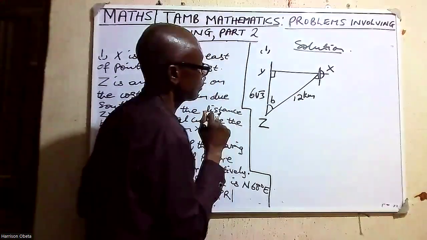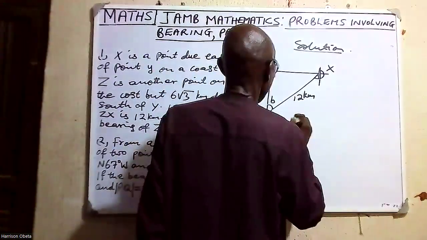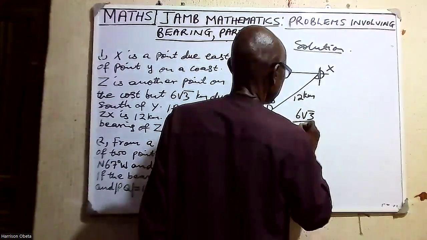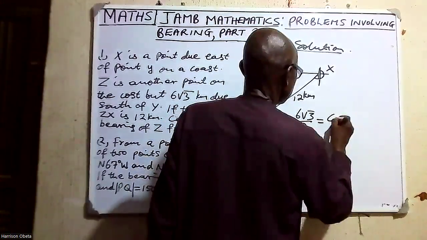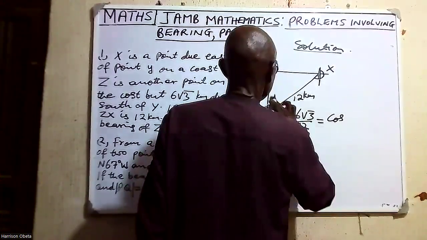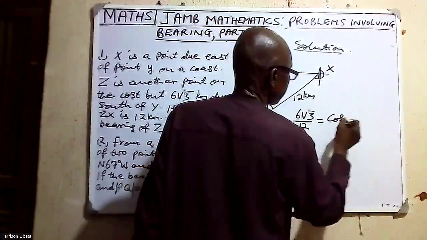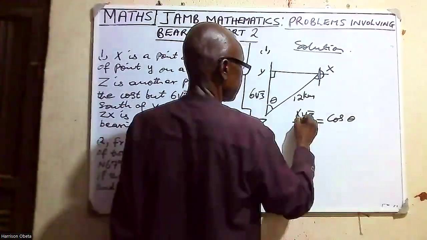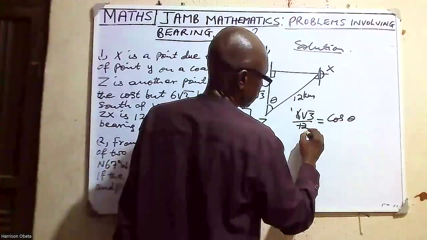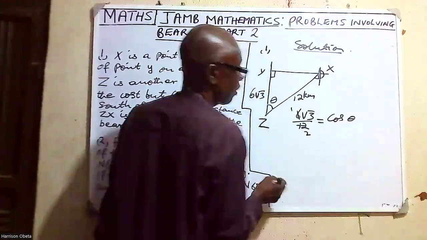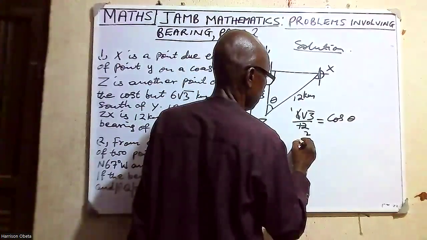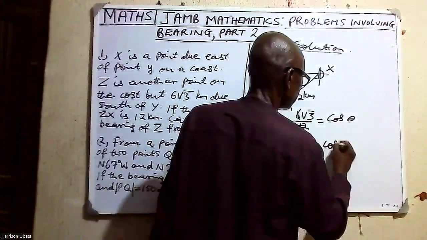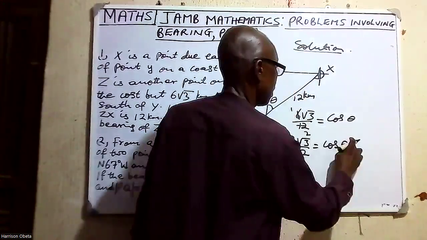This is the hypotenuse. So 6√3 all over 12 is equal to cos. Let's just call this theta, equal to cos theta. 6 can divide, and this is 2. So we are having √3 over 2 is equal to cos theta.